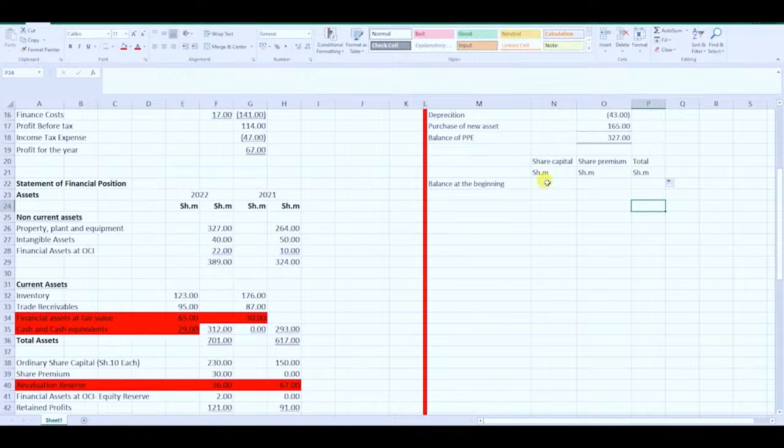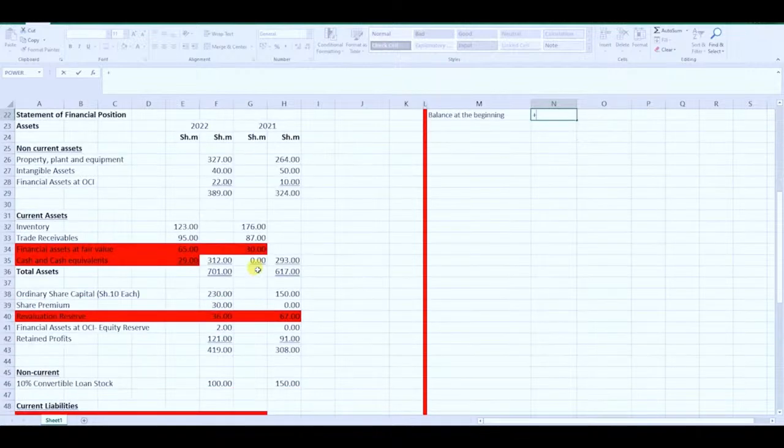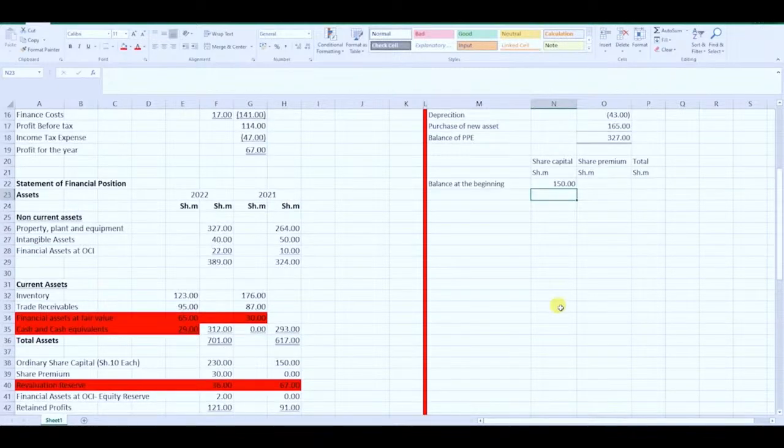So we pick balance at the beginning share capital 150, but we do not do that. Pick plus the 150. I just seen it just now. We pick that. Enter. Then there is nothing to do with share premium. 0. Then the total should be given as plus that value there. Enter.